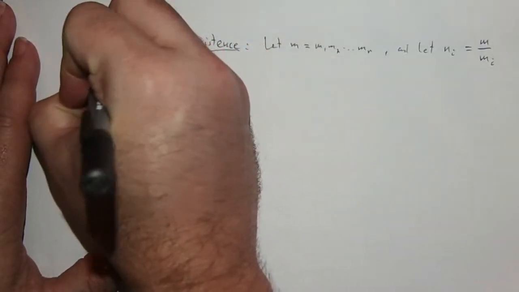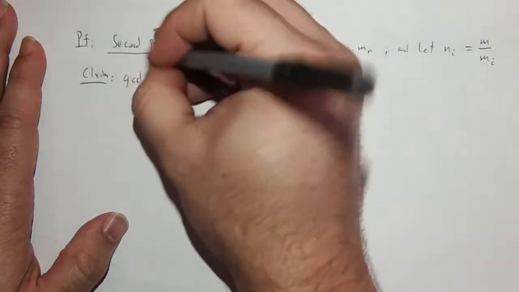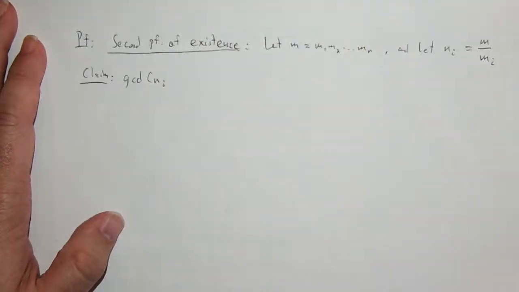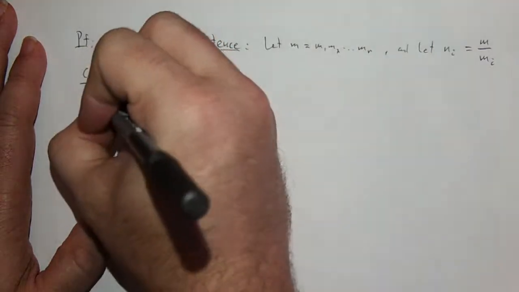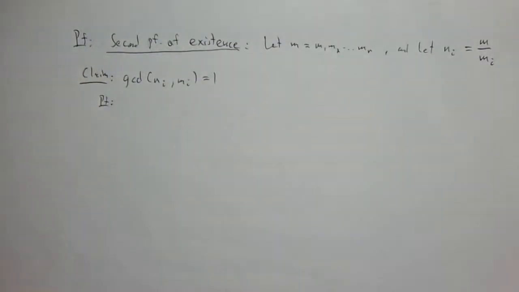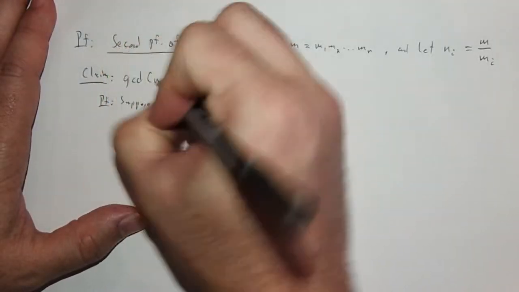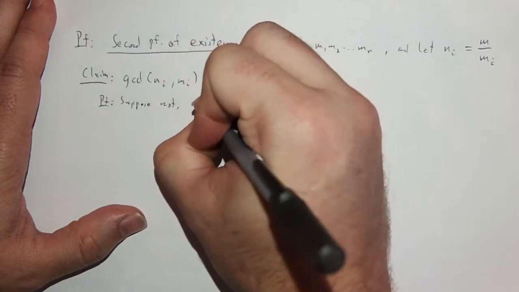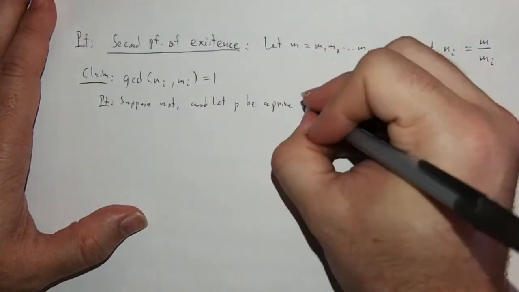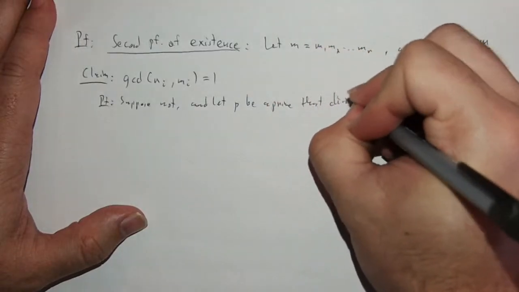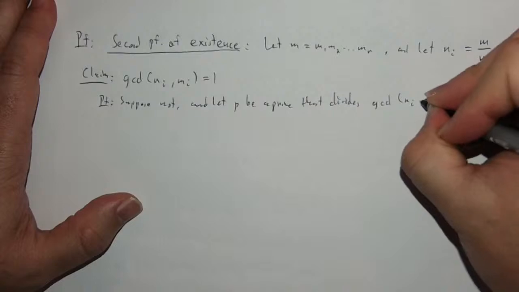Now claim that the GCD of n sub i and m sub i is equal to 1. So now I have a subproof of this claim. So suppose not, and let p be a prime that divides the GCD of n sub i and m sub i.